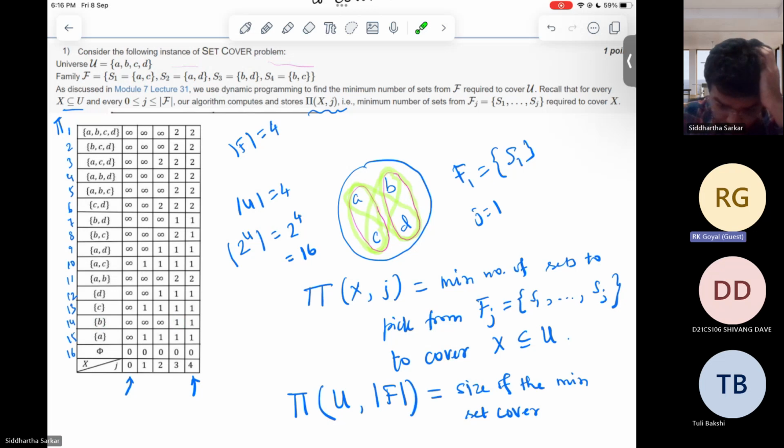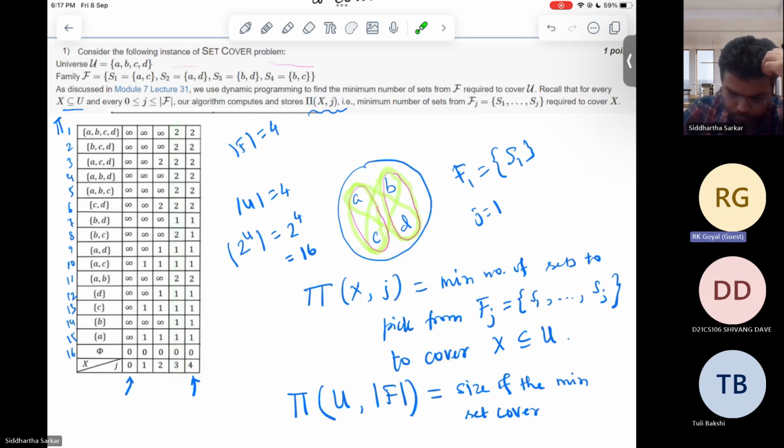Okay. So one subset out of S3 and S4 is sufficient to cover B. And now the value of the 11th row becomes 2. So how does it become 2? Because we require two subsets out of S1, S2, and S3. So this corresponds to j equal to 3, this column. So you're allowed to take S1 or S2 or S3.